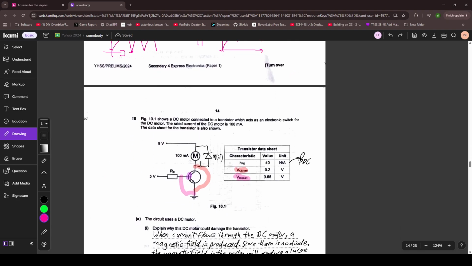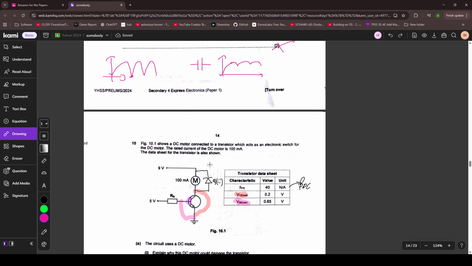10.1 shows a DC motor connected to a transistor. And the current rating is 100 milliamps for the motor. The motor has a current rating.